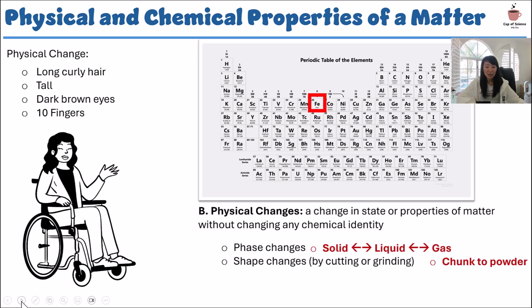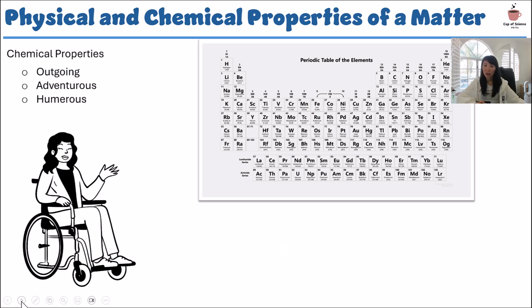Now, there is a chemical change or chemical properties. So your friend has her own personality as well, not just outer appearance. If you were to describe her, you could also describe her personality. That might include being outgoing, very adventurous, humorous. These are her chemical properties.